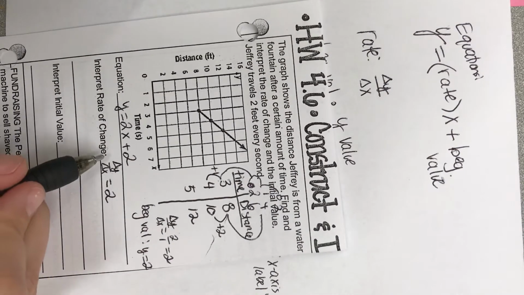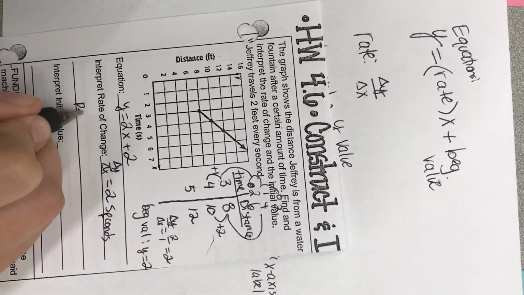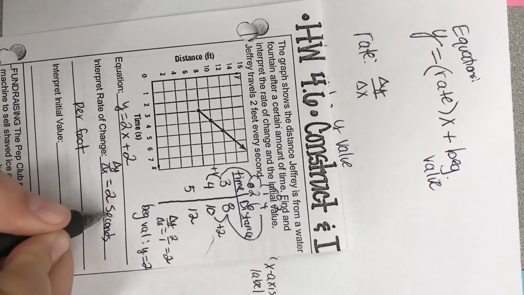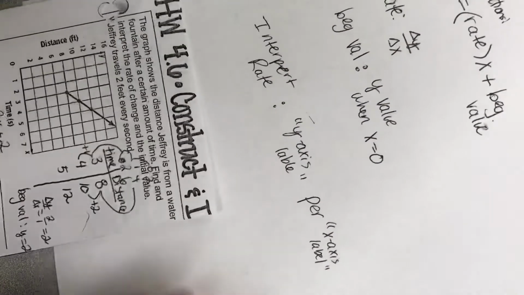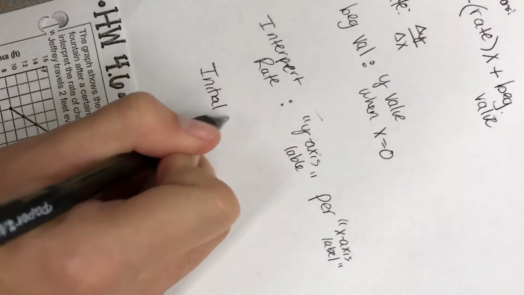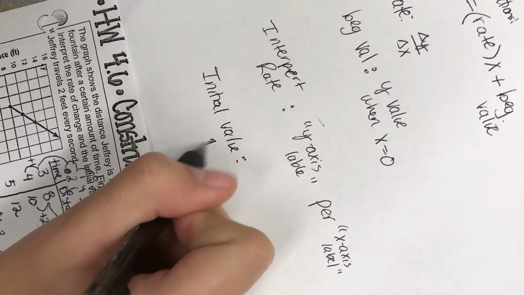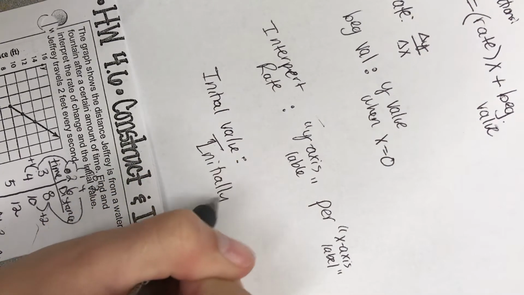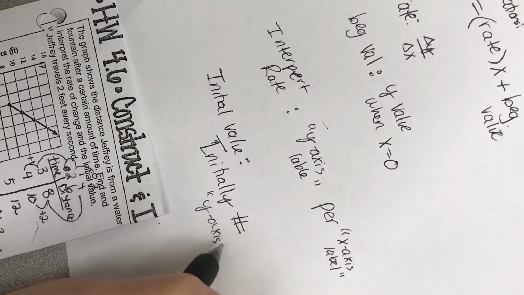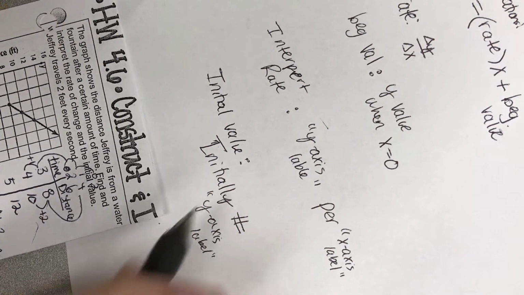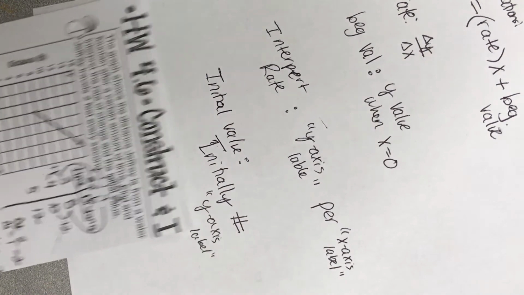So interpret the rate of change. This is 2 seconds per foot. Now your initial value was also 2. And for your initial value, you want to use the word initially, then the number that is your initial value, and then your y-axis label. So initially, how many, and then whatever your y-axis label is.